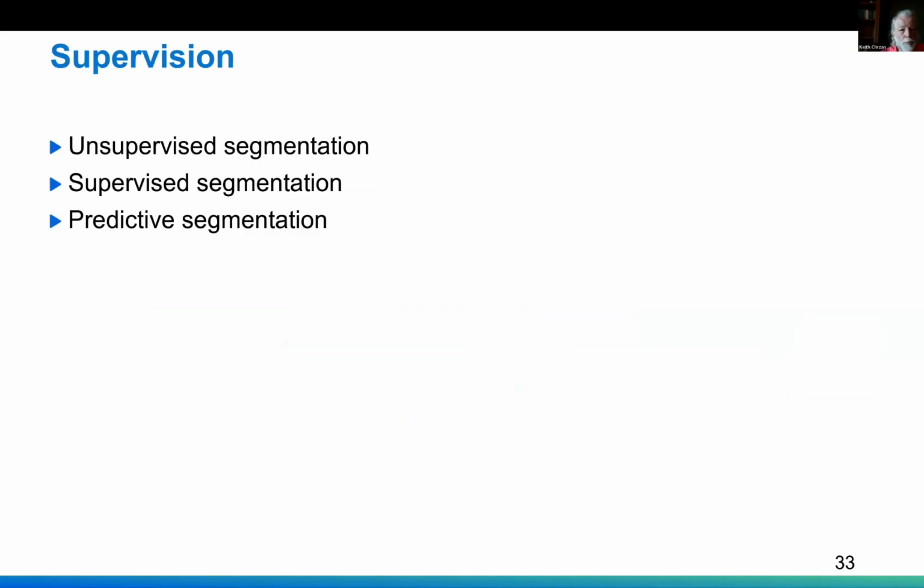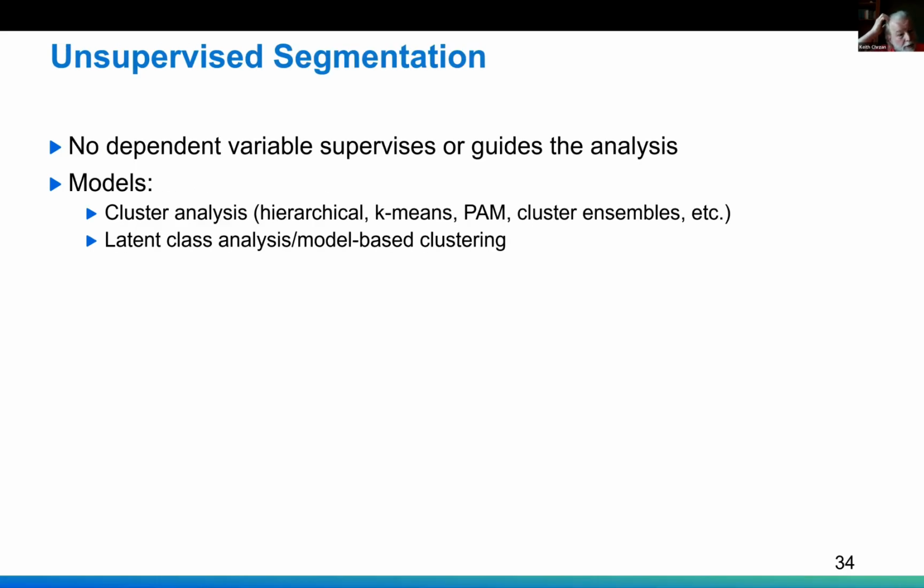Let's talk a little bit about supervision. I mentioned that word on the previous slide. And I mentioned that we've got supervised and unsupervised segmentations, as well as one that's kind of in the middle that I call predictive segmentation. So in an unsupervised segmentation, this is what we usually have when we're thinking about doing cluster analysis or latent class analysis. We don't have a dependent variable that supervises or guides the analysis. And again, we might be doing cluster analysis using hierarchical or k-means or partitioning around medoids or cluster ensembles if we're wise. Or we could be doing model-based clustering or latent class.